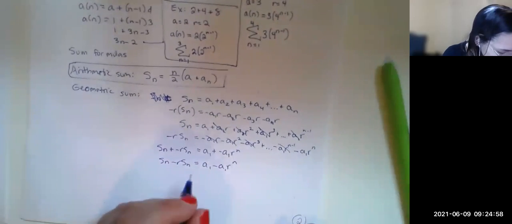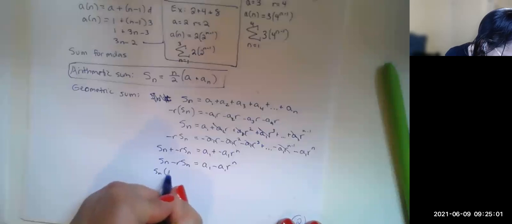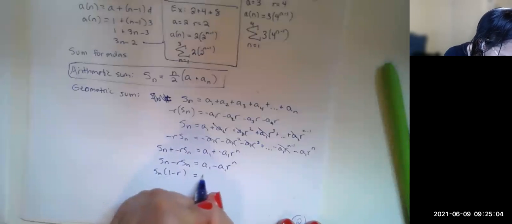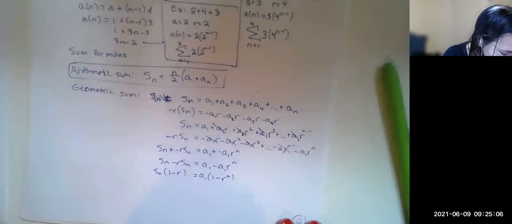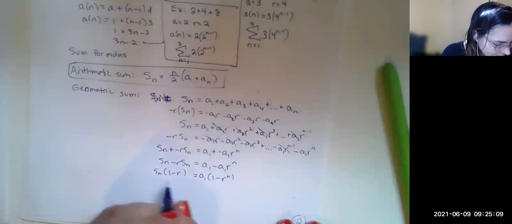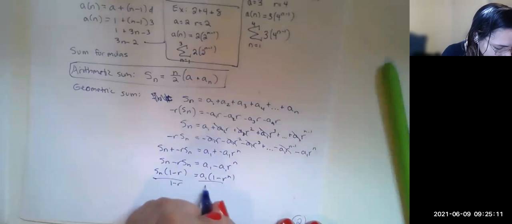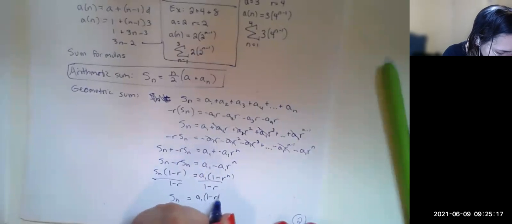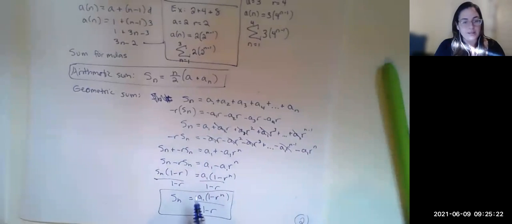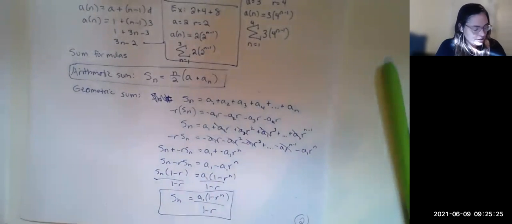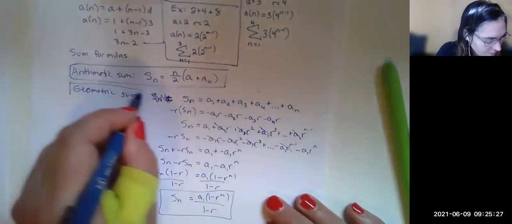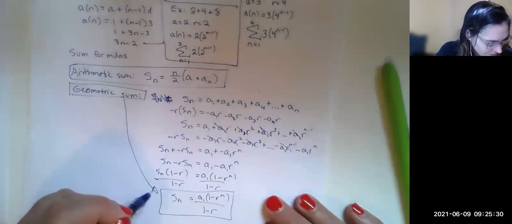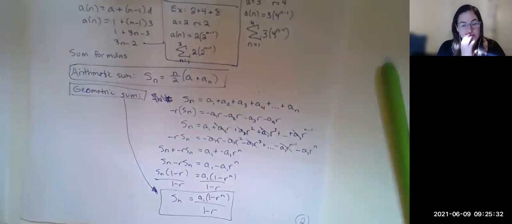And then let's factor out the S of n from the left side, and factor out the a1 from the right side. Now we have S of n kind of isolated, so we can divide both sides by 1 minus r. So S of n equals a1 times 1 minus r to the n, over 1 minus r. So that's actually where the formula is derived from. I wanted you to have that so you could see how mathematicians, hundreds or maybe even thousands of years ago, came up with this geometric sum. Okay.